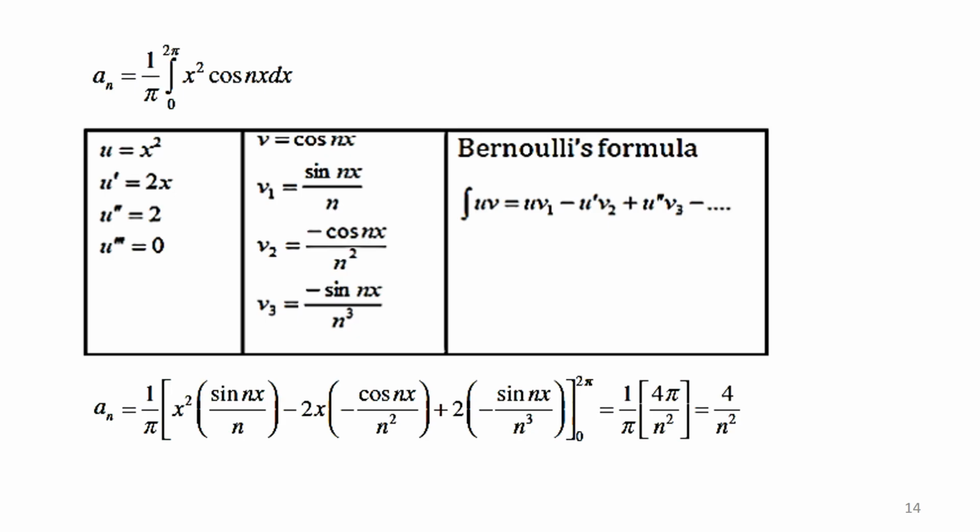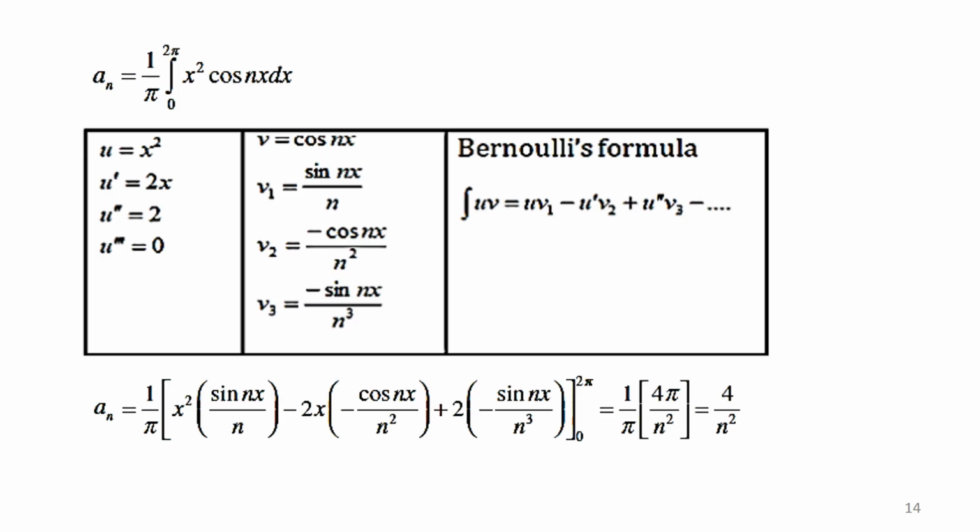Bernoulli's formula is integral of uv is equal to u v1 minus u dash v2 plus u double dash v3, etc. So for x square cos nx, u is equal to x square, and u dash is the differentiation of x square, it is 2x, and again differentiating 2x you will get 2, again differentiating 2 you will get 0. Then v is cos nx, v1 is integration, sin nx by n, and if sin nx is integrated, minus cos nx by n square, and for v3, if minus cos nx is integrated, minus sin nx by n cube.